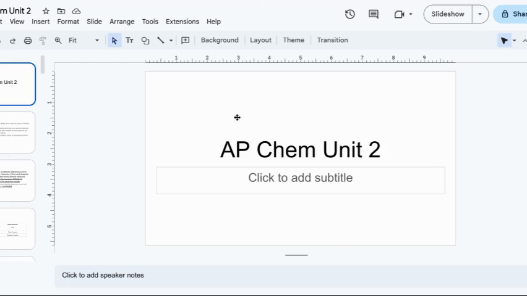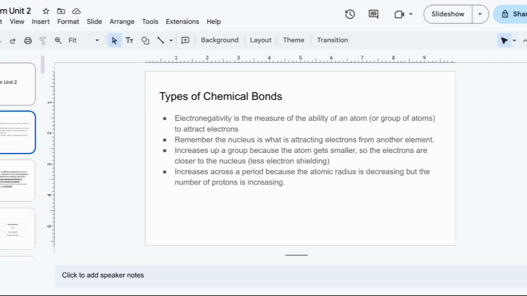Okay, we're starting into Unit 2 now, and Unit 2 is all about chemical bonding and the different types of chemical bonds. So the first section is going to go through and just talk about the three main types of chemical bonds in AP Chemistry. But before we can get into the types of chemical bonds, you guys have to understand electronegativity. You'll want to have a periodic table handy because we have to look at it to be able to figure out what's going on with these types of bonds.